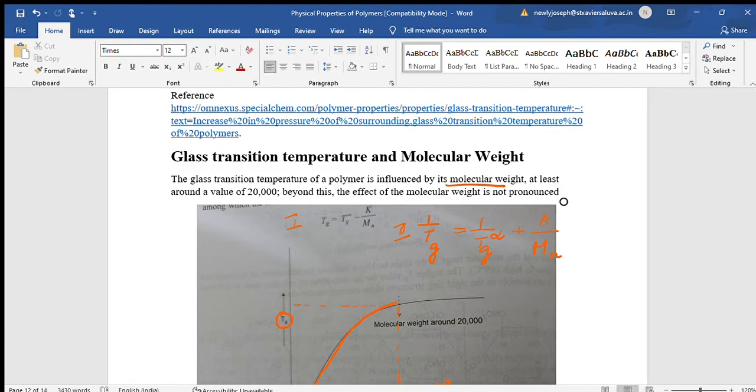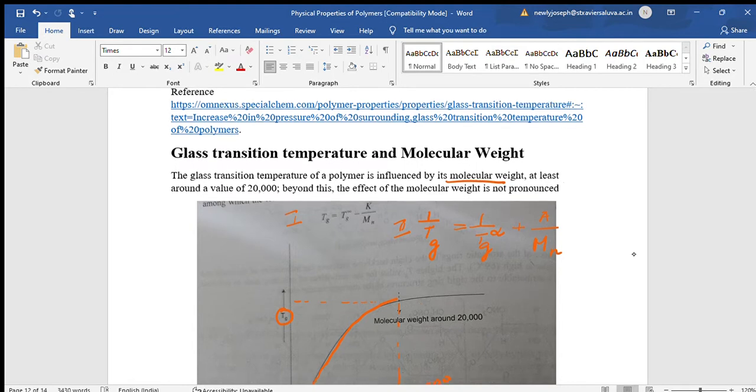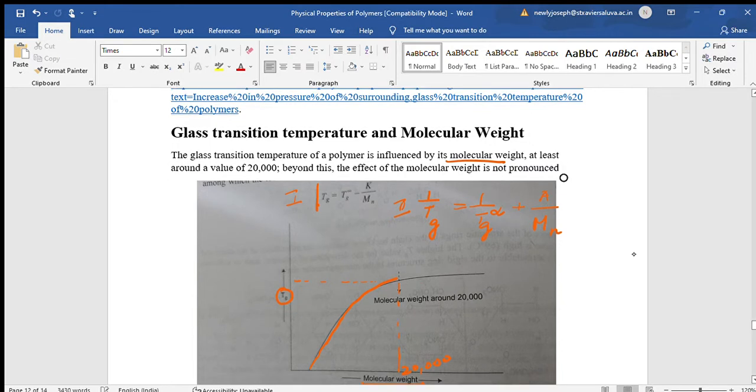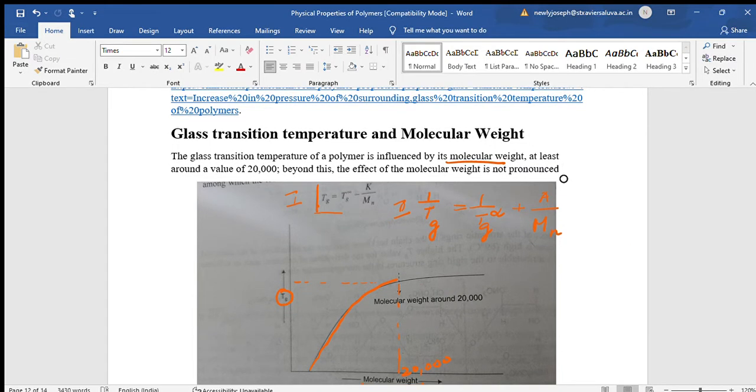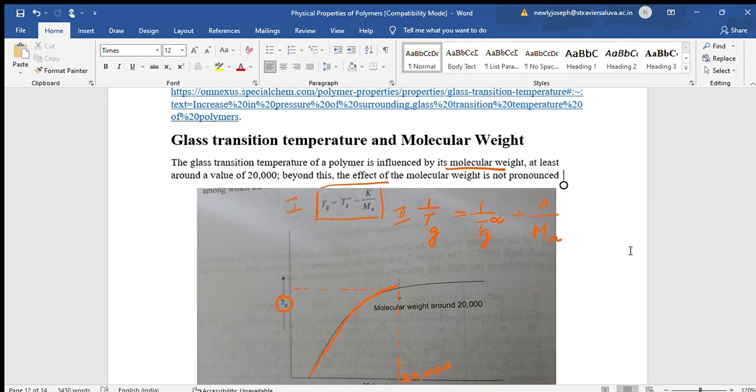First equation is Tg is equal to Tg infinity minus K by Mn, where Tg is the glass transition temperature and Tg infinity is the glass transition temperature at infinite molecular weight, and K and A, they are the constants.